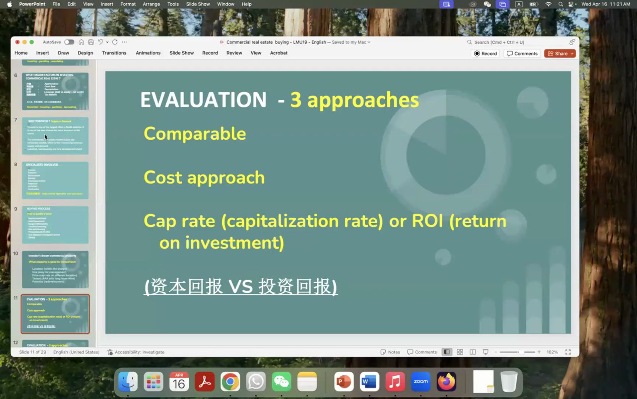So the number three approach, that's very common. That's what a banker, the lender, always uses. This is called a cap rate. Cap rate means capitalization rate. Some people say return on investment. Normally we go by cap rate. In this area, let's say downtown Toronto, the downtown core, commercial property cap rate is around 3%, 4%. So you go by the cap rate, then you can get the pricing, what pricing is good. As a listing agent, you can do it that way.